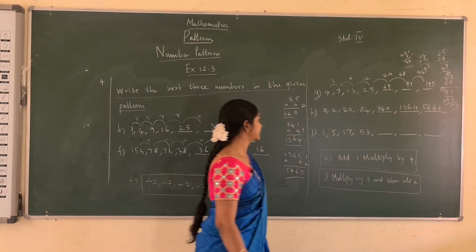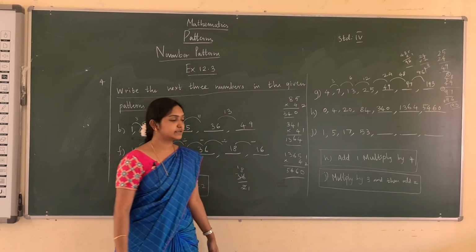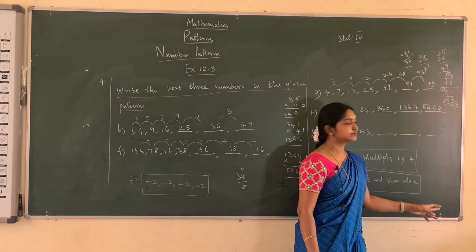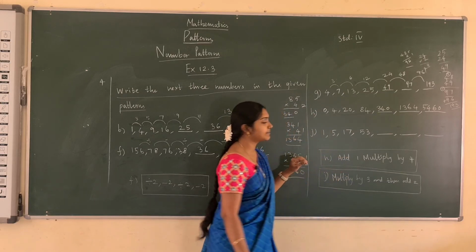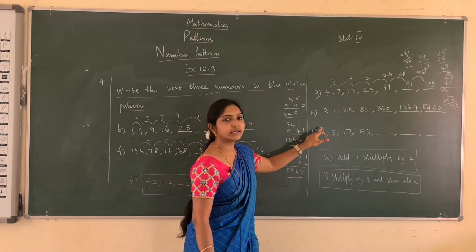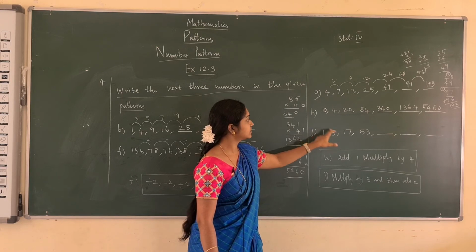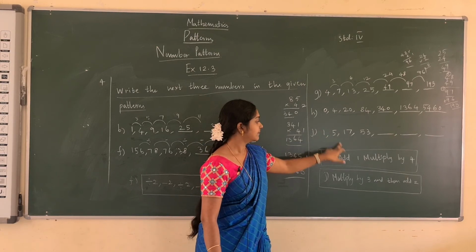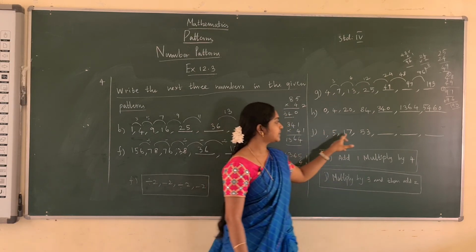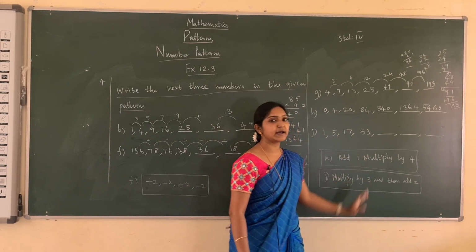Next, for J, a hint is given. Multiply by 3 and then add 2. We have to first multiply it by 3 and then add 2. Multiply by 3. 1 3 is 3. 3 plus 2 is 5. Multiplied by 3, 5 3s are 15. 15 plus 2 is 17. In this way the pattern goes on.